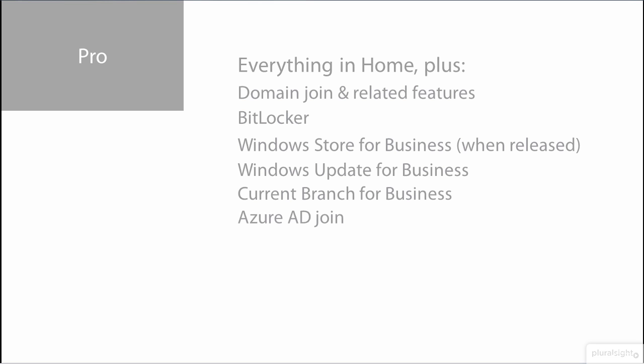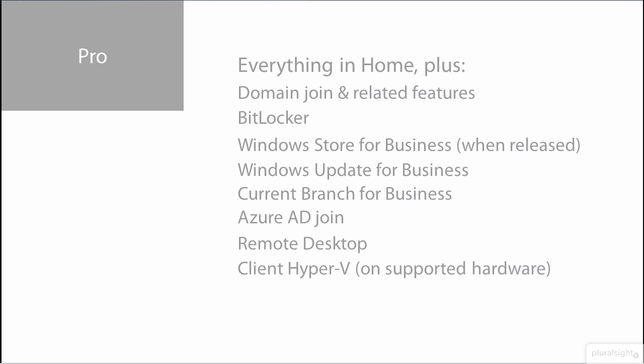Pro systems can join Azure Active Directory and log on to Windows using an Azure AD account. They can also use Remote Desktop and Client Hyper-V, although the latter does require specific hardware, virtualization support, and silicon and second-level address translation, or SLAT. Finally, Pro can also use Internet Explorer 11 in enterprise mode, which sounds like it should be an Enterprise edition feature, but somewhat confusingly, it's not. Enterprise mode is basically an emulation of Internet Explorer version 8.